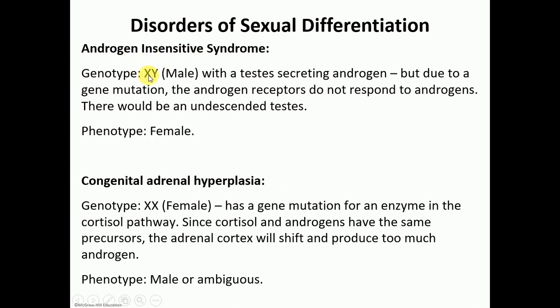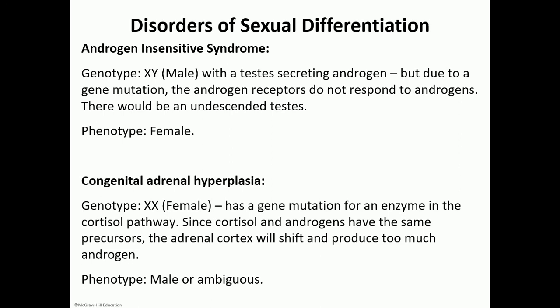So if the genotype is an XY, that would be what the genes are showing me. Phenotype means what does that baby look like from the outside? So genetics are more chromosomal, while the phenotype means the structure on the outside. So we've got these individuals that have what is known as androgen insensitivity syndrome. Genotypically they are males. The testis secretes androgen, but there is a mutation of the genes where the androgen receptors are not responding to that androgen. So no matter how much androgen is present, the receptors are not responding to that.